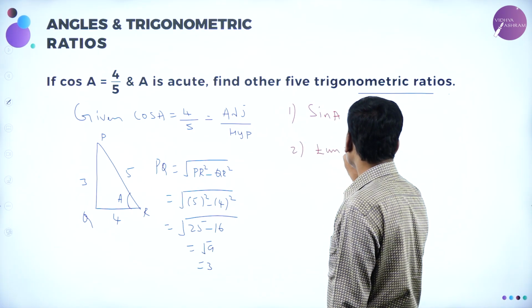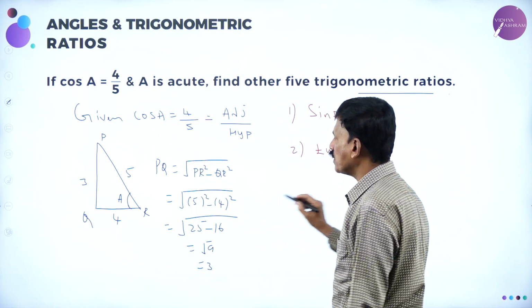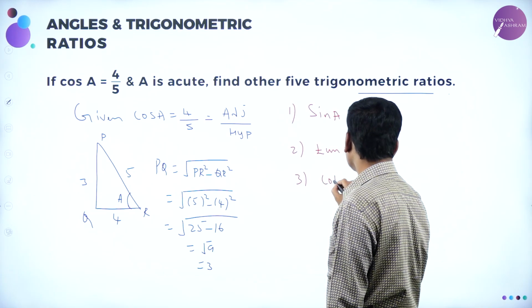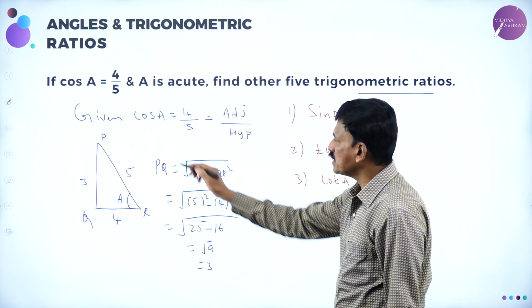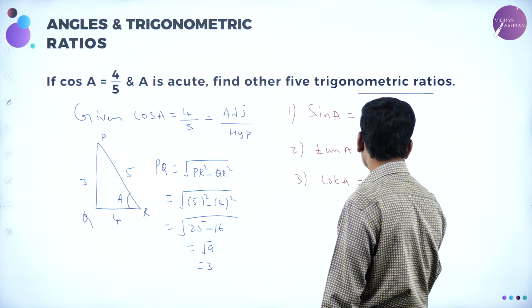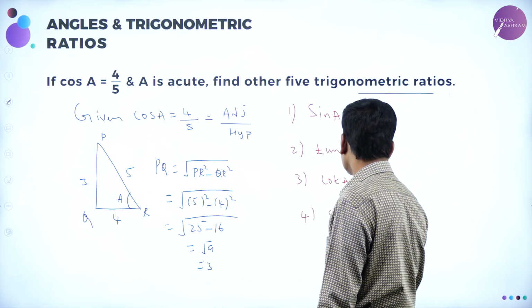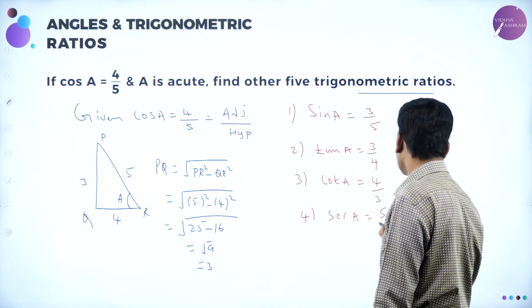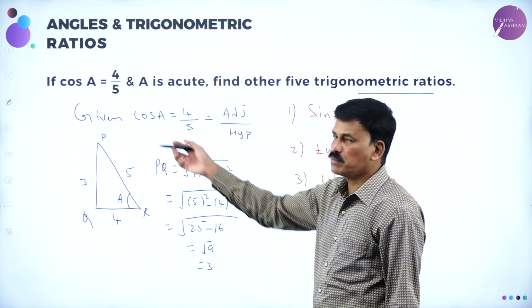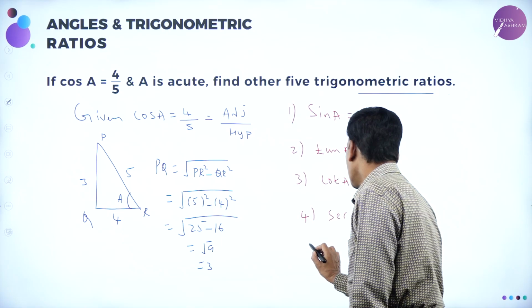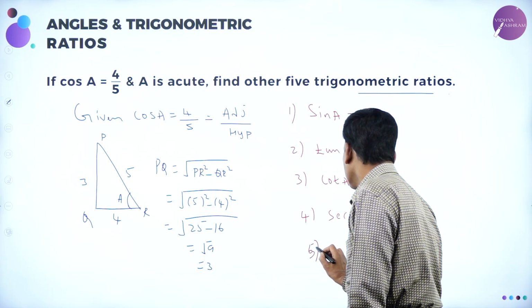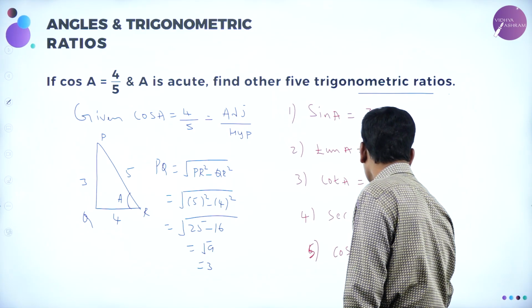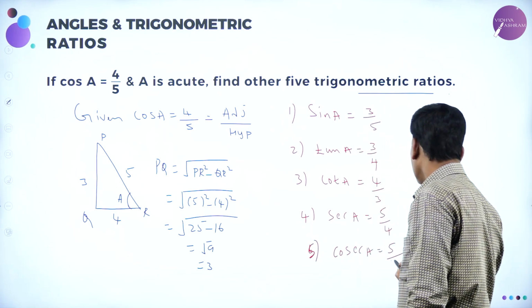Tangent of angle theta, tan A, is equal to opposite by adjacent, that is 3 by 4, and cotangent, cot A, is equal to adjacent by opposite, that is 4 by 3. Then secant of angle theta is equal to hypotenuse by adjacent, that is 5 by 4, the reciprocal of cos. And the fifth one is cosecant of angle A. Cosecant of A is equal to hypotenuse divided by opposite.